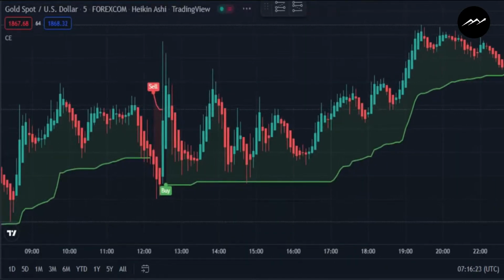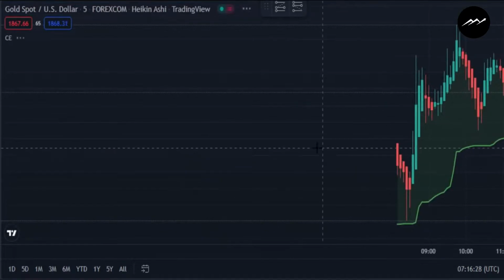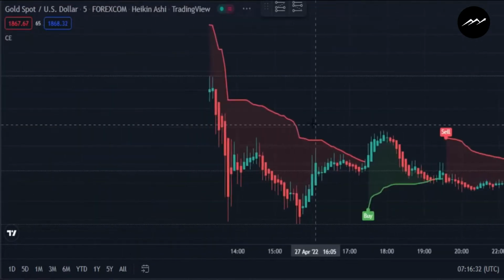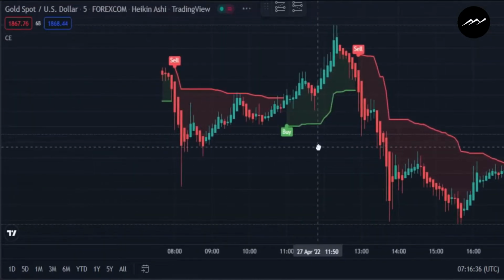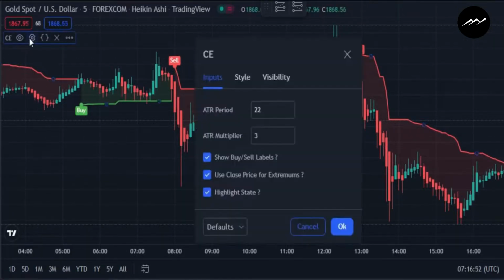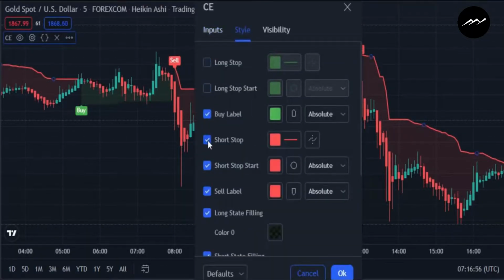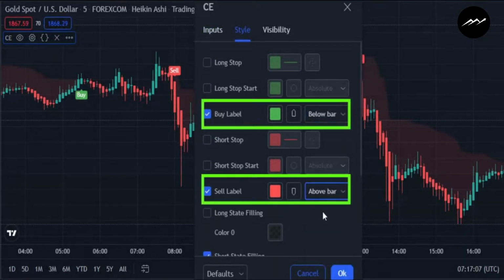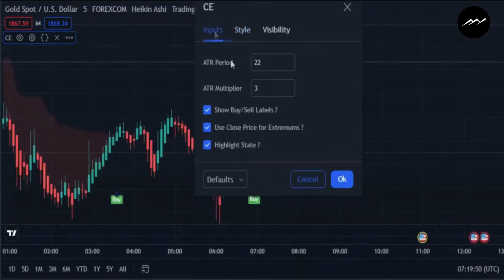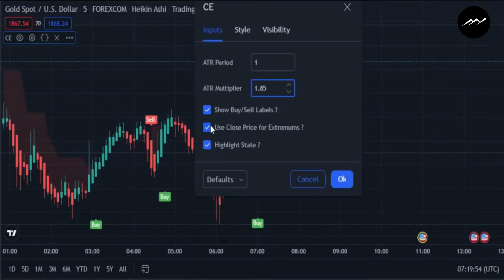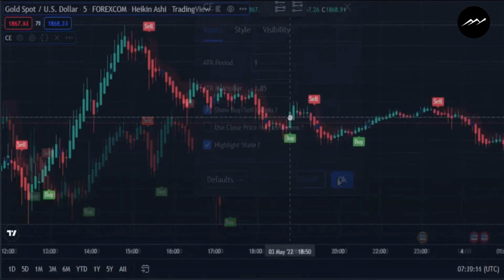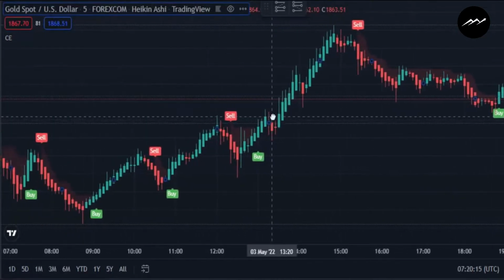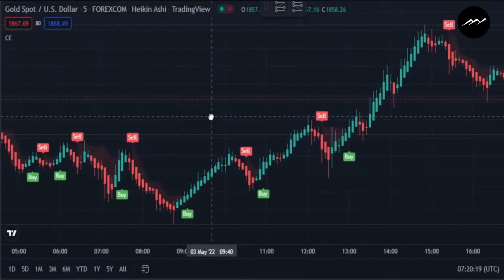As you can see, there are some fake signals if you use this indicator in the default mode, especially when the chart moves sideways. In the indicator settings and from the style tab, deactivate all other options except buy label and sell label. Put the buy label on the below bar and the sell label on the above bar. Now in the input tab, change the ATR period to 1 and the ATR multiplier to 1.85 and disable the use close price option. Now the indicator signal type has changed and the fake signals have decreased.